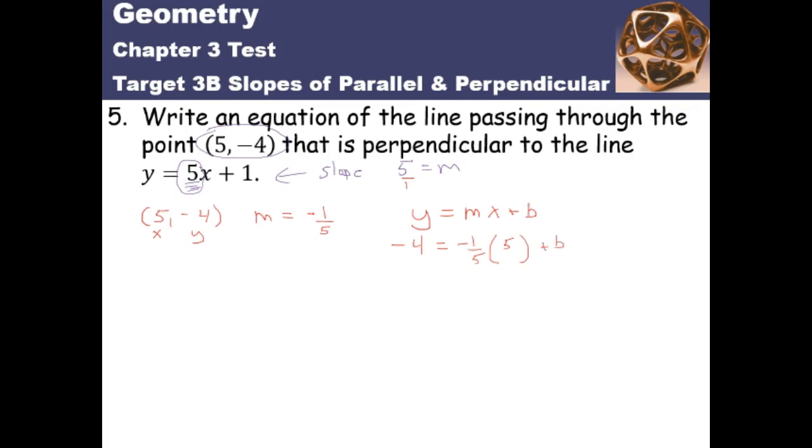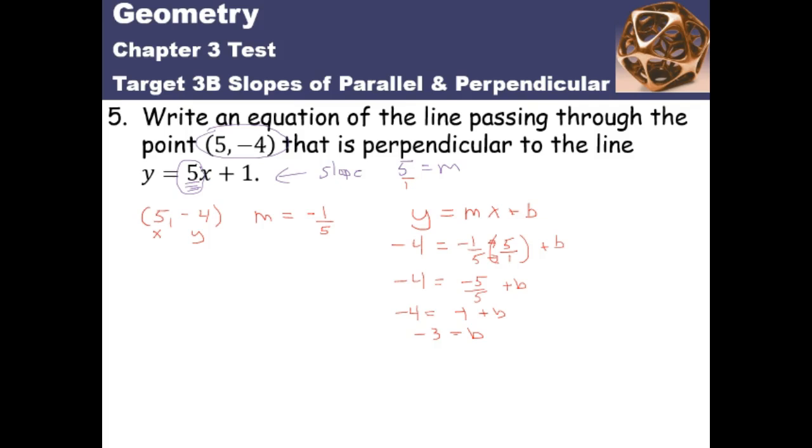Now I have to multiply this together, -1/5 times 5. I'm going to turn 5 into a fraction by making it 5 over 1, and then I just multiply straight across. So I get -4 equals -5 over 5 plus b, so -4 equals -1 plus b. I'm going to add 1 to both sides, and I get -3. So b equals -3. And I'm sorry, that's not my answer, that's just b.